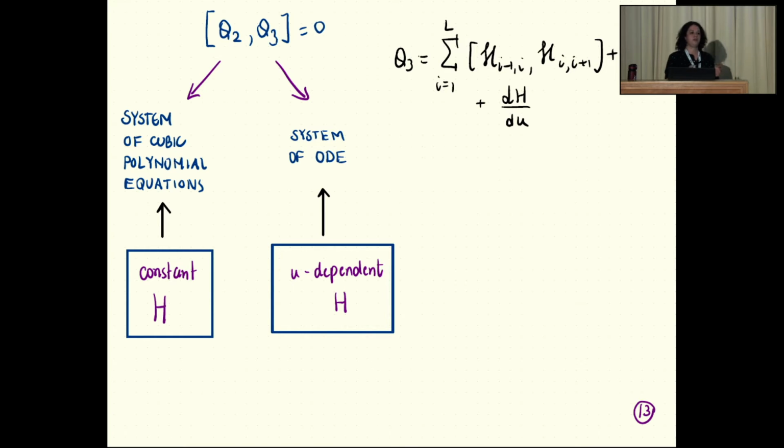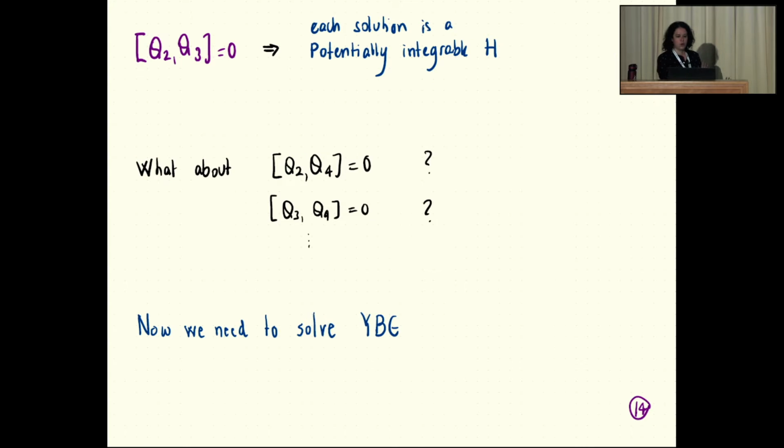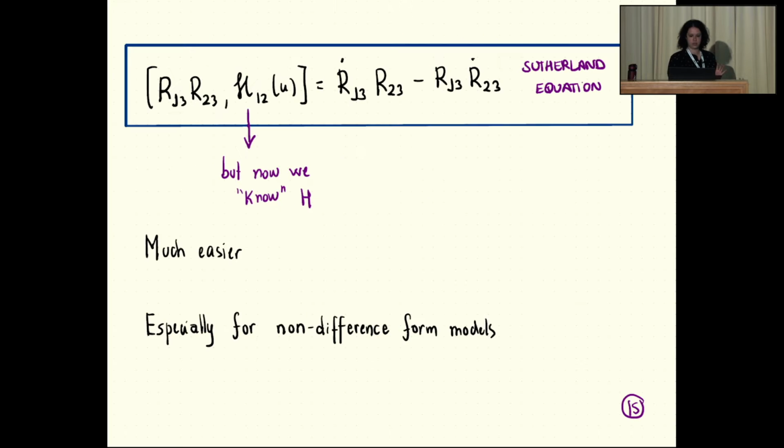So we now have some Hamiltonians that are potentially integrable, so they satisfy the commutation of Q2 with Q3. In principle, we need all the other commutation relations being satisfied, not only Q2 with Q3. But let's for now assume that Q2 and Q3 is enough, and substitute it in the Sutherland equation. So we did that for several classes of models, and then we solved it for the R matrix. When you do this, it's much, much easier than before, because now you just have to solve the system of differential equations for the R, not for both R and H at the same time.